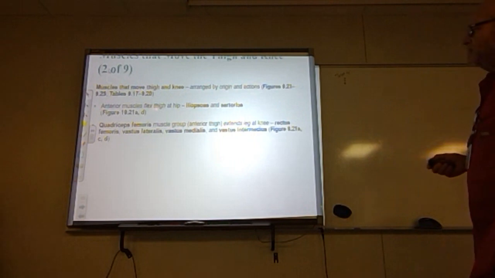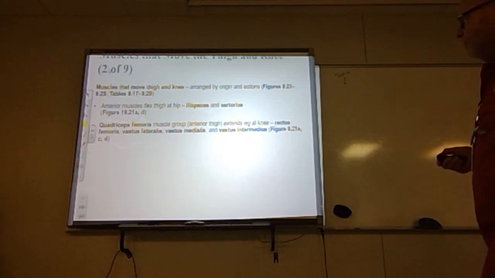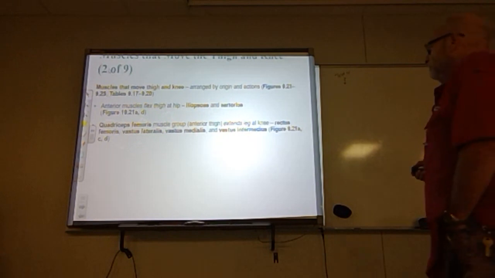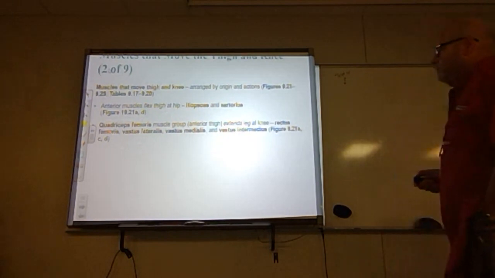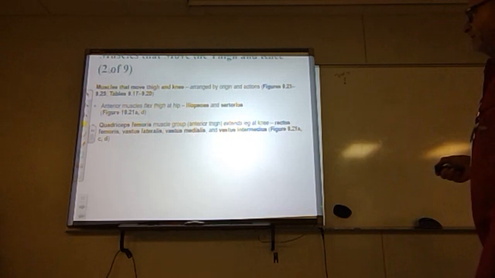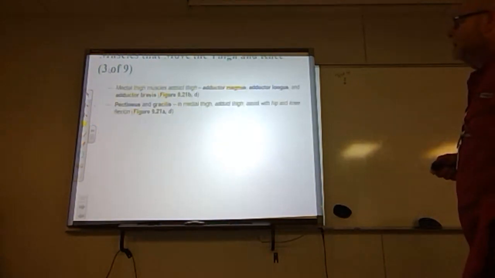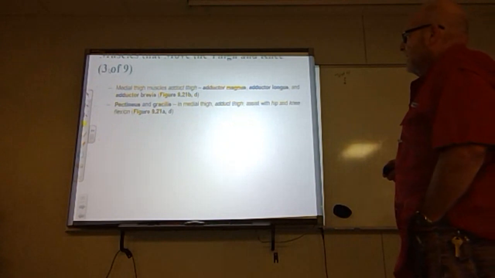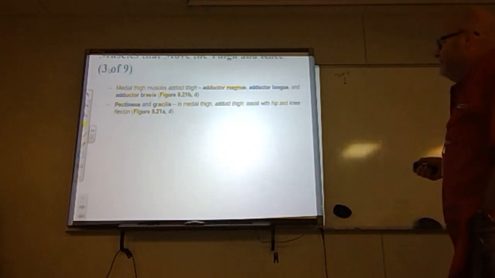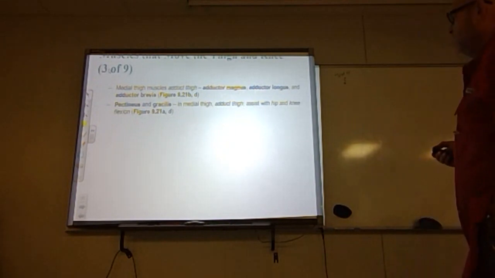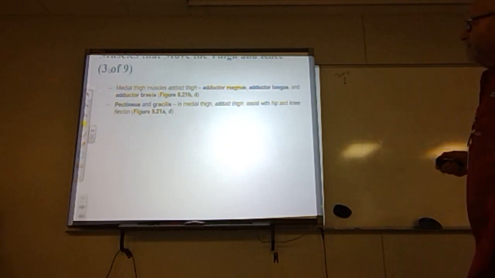The anterior muscles that flex the hip are the iliopsoas and the sartorius. The quadriceps femoris group extends the leg at the knee. You have the rectus femoris, the vastus lateralis, the vastus medialis, and the vastus intermedius. These are the ones that are collectively known as the quads. The medial thigh muscles, which adduct the thigh, are the adductor magnus, the adductor longus, and the adductor brevis.